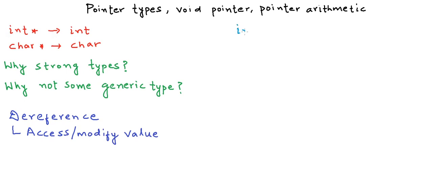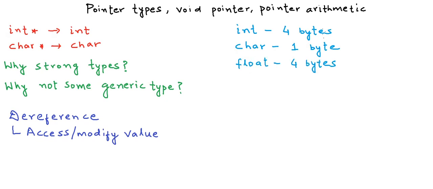Like in a typical modern day compiler, an integer is stored in 4 bytes. A character variable is stored in 1 byte. A float is again stored in 4 bytes. And these variables differ not only in their sizes, they also differ in how we store information in whatever bytes are available for these variables or data types.